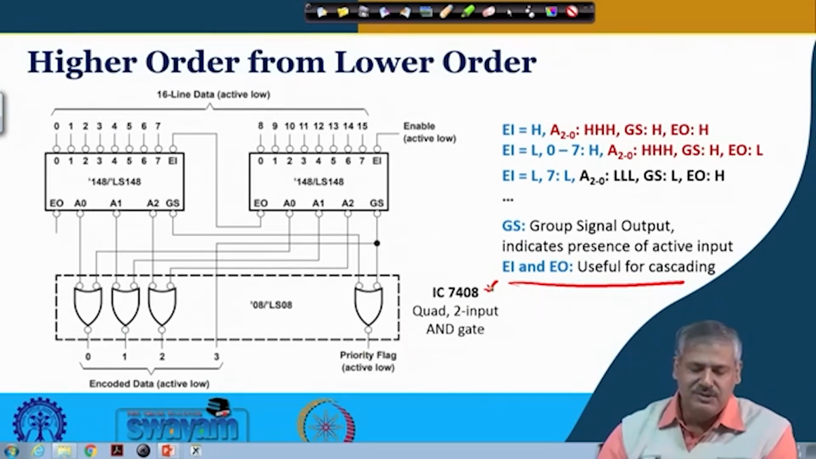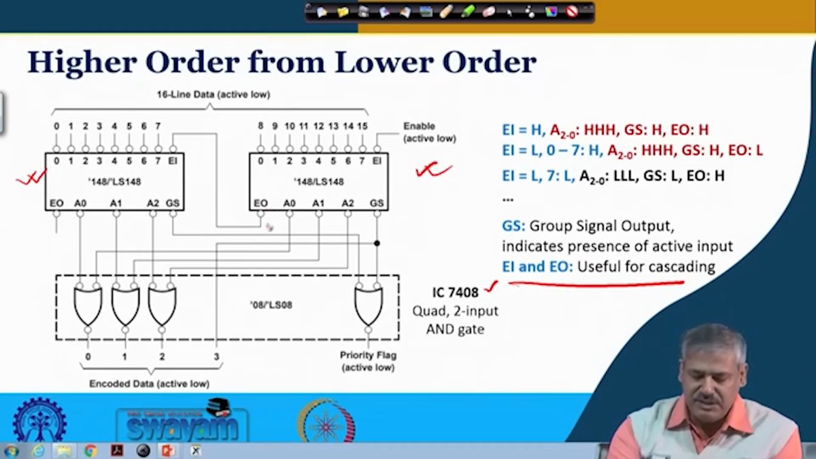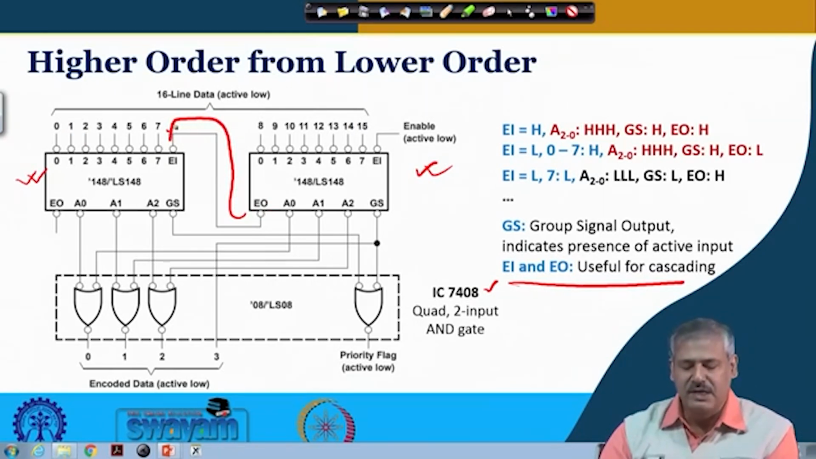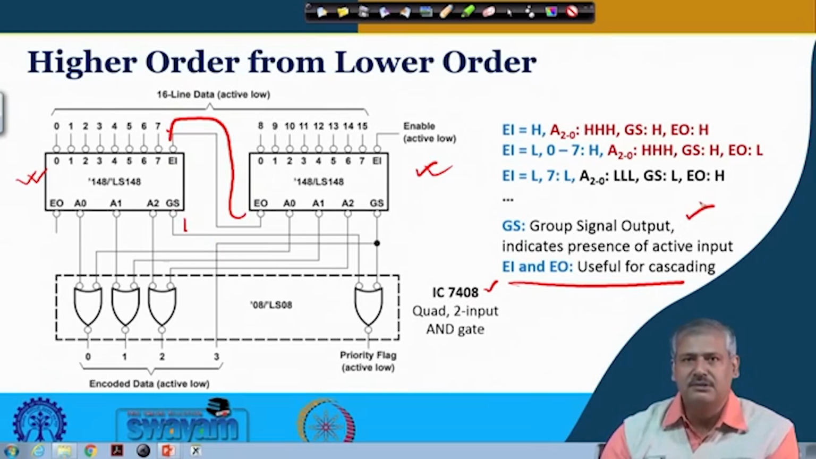Okay. So, each one is having an 8 to 3. So, this is also 8 to 3. So, put together this is 16 to 4. So, this EO is connected to EI over here. Okay. This GS, group signal output, we have seen the truth table before, the description of the truth table before. So, this GS and the GS, these are coming together, right, and this is mentioning that the priority flag, that it is the priority is being provided here.